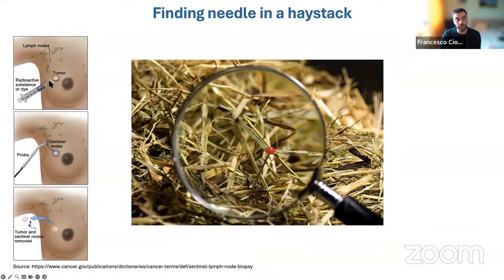Essentially, when they remove the tumor, before doing it, they inject a radioactive tracer, and then with the probe, they find when this tracer reaches the first lymph nodes. Those nodes are also removed, because they are the most likely to contain breast cancer metastasis.